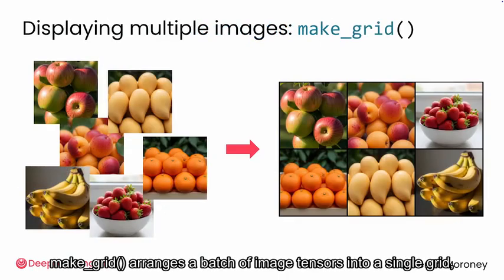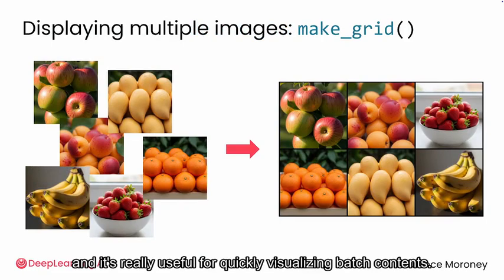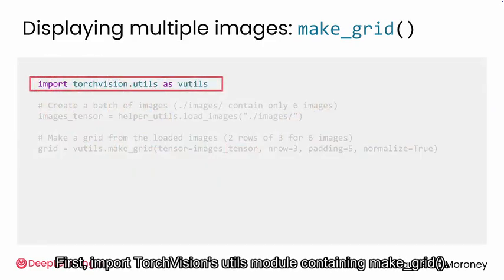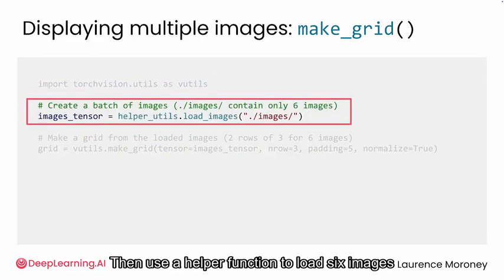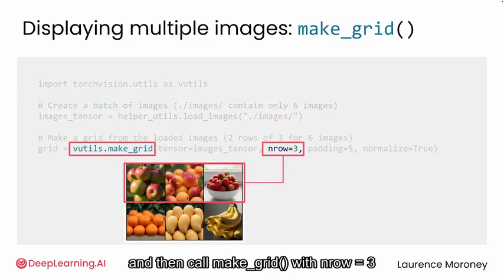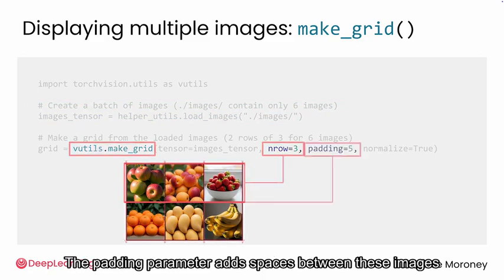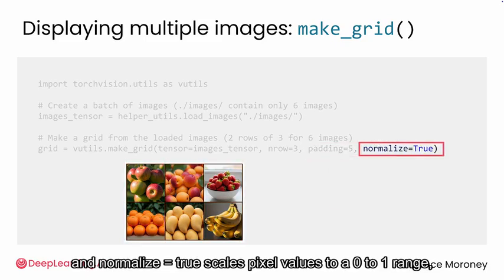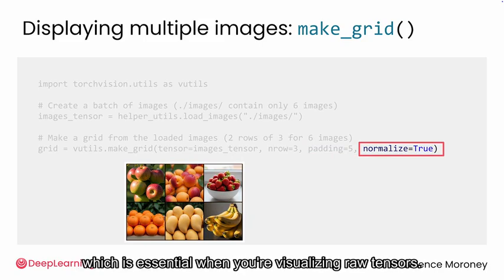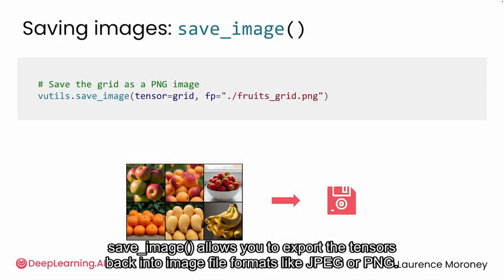MakeGrid arranges a batch of image tensors into a single grid, and it's really useful for quickly visualizing batch contents. First, import TorchVision's utils module containing MakeGrid. Then use a helper function to load 6 images, and then call MakeGrid with nrow equals 3 to arrange them into a grid with 3 images per row. The padding parameter adds spaces between these images, and normalize equals true scales pixel values to a 0 to 1 range, which is essential when you're visualizing raw tensors. Save image allows you to export the tensors back into image file formats like JPEG or PNG.